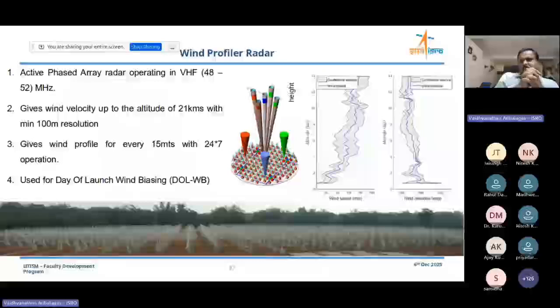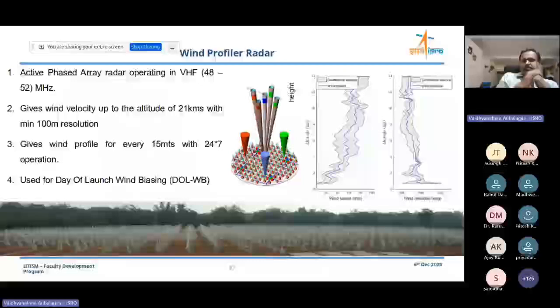So for that, there is one thing called DOLWB, day of launch wind biasing. Compared to 15 days before, on the launch day they will study the wind pattern, how it is, and with that, the information is given into the launch vehicle at T minus 20 minutes. They feed it so that the launch vehicle has the information up to 40 kilometers when it is traveling, where the headwinds are expected and to what level. So correspondingly, the rocket thrusts itself to avoid the headwind load. So that we call a wind profiler radar.